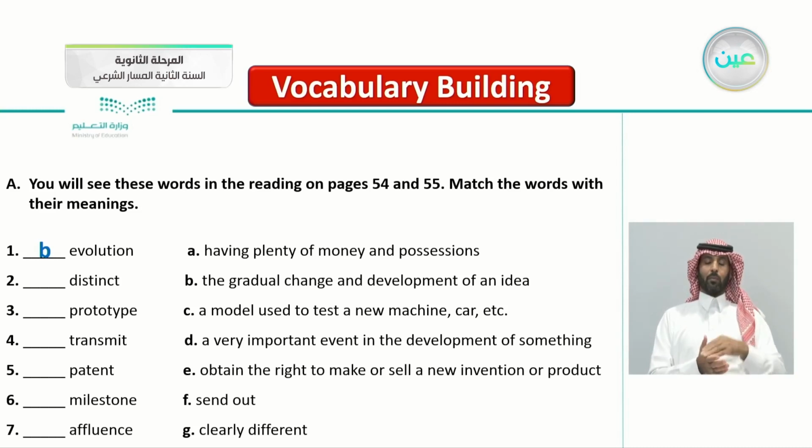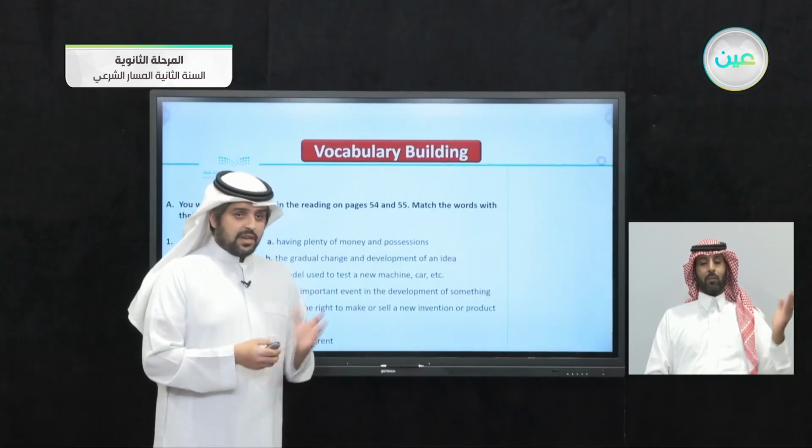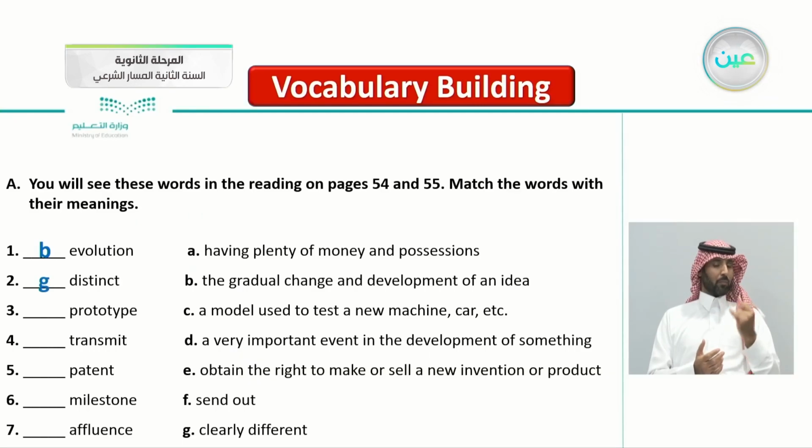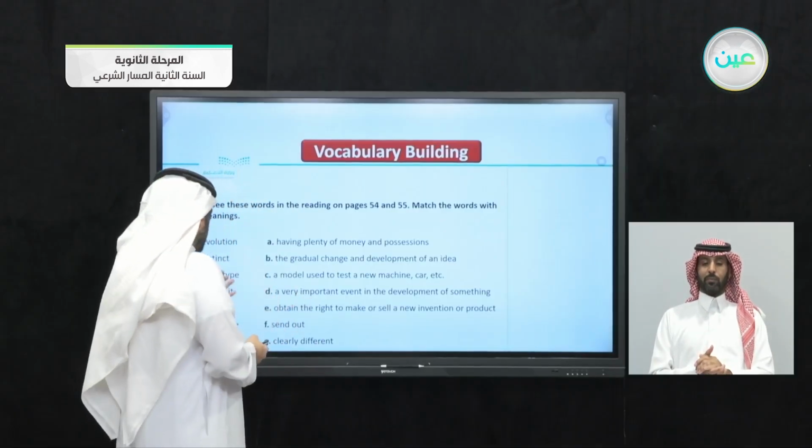What about number 2? Distinct. Number 2, distinct. Let's check the answer together. The letter G, clearly different. When you say something that is distinct, it means that it is clearly, obviously different. So distinct means different.